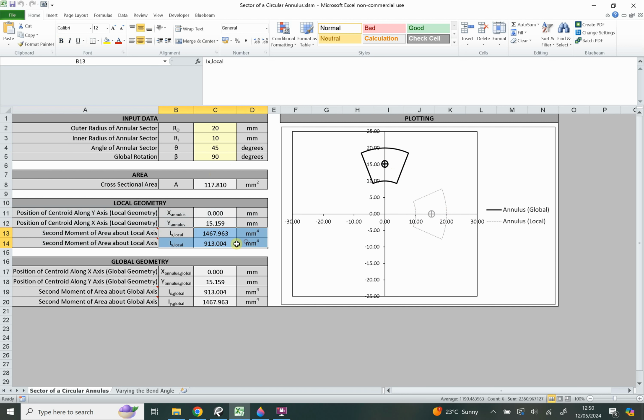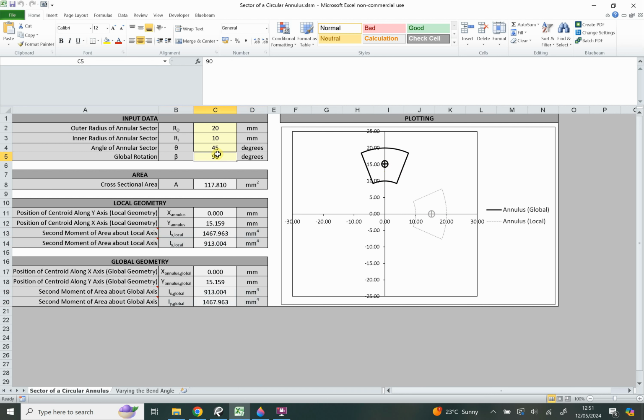We have the I values in the x and the y, about the x and the y axis of this grey annular sector. And then for the global geometry, it's the same thing, but for the black annulus up here. Again, I should reiterate, these I values are local to the centroids. You can see the centroids being plotted with these little crosshairs. So the IX local and IY local are local to this grey crosshair, and the IX global and IY global are local to this little black crosshair on the diagram.